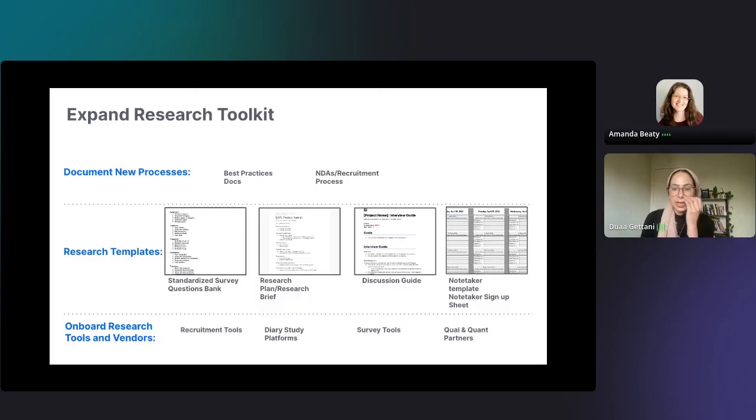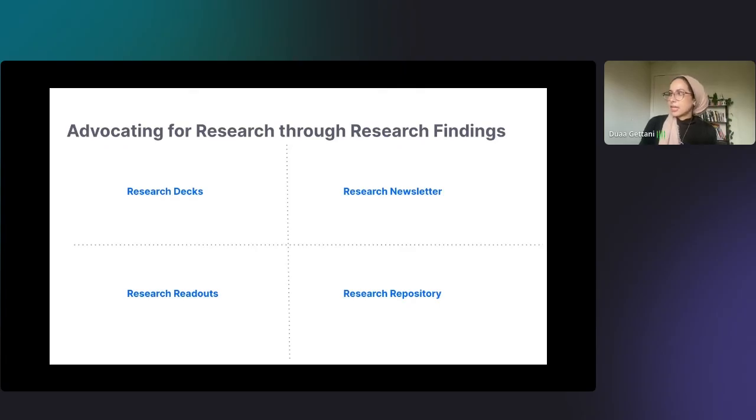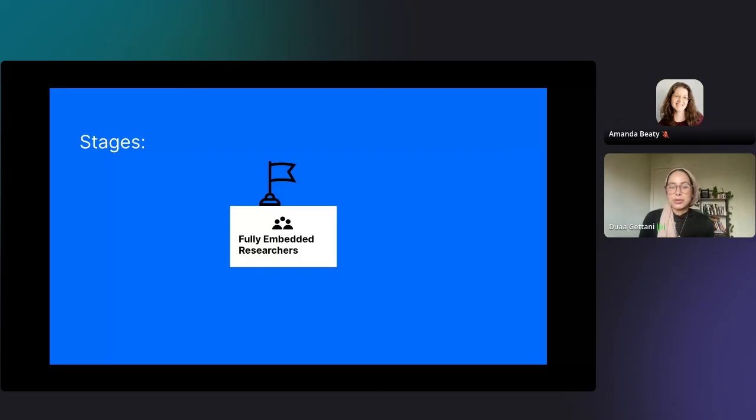So this is just a really quick overview of other ways to expand your research toolkit, to document new processes, create those research templates, and onboard research tools and vendors that you can easily access when needed. And finally, advocating for research throughout research findings, whether that's research decks, newsletters, and a research repository. And finally, research readouts. And that's it. That gets you that much closer to that goal of being a fully embedded researcher.